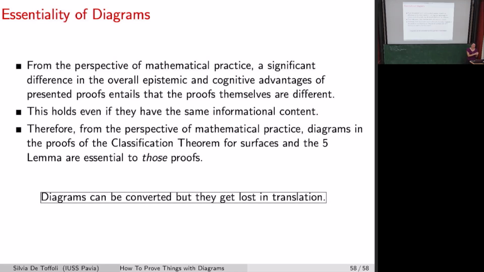Therefore, I think from the perspective of mathematical practice, or the philosophy of mathematical practice, diagrams in some proofs are essential to those proofs. So diagrams can be converted, but they get lost in translation. So that's it.